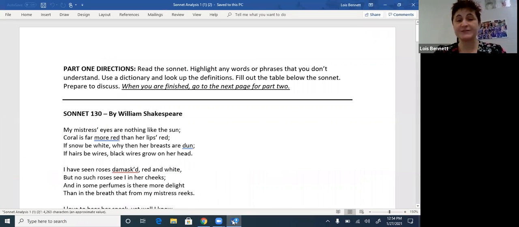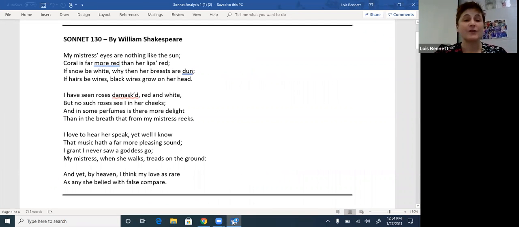My mistress' eyes are nothing like the sun. Coral is far more red than her lips' red. If snow be white, why then her breasts are dun. If hairs be wires, black wires grow on her head. I have seen roses damasked, red and white, but no such roses see I in her cheeks. And in some perfumes is there more delight than in the breath that from my mistress reeks. I love to hear her speak, yet well I know that music hath a far more pleasing sound. I grant I never saw a goddess go. My mistress, when she walks, treads on the ground. And yet, by heaven, I think my love as rare as any she belied with false compare.